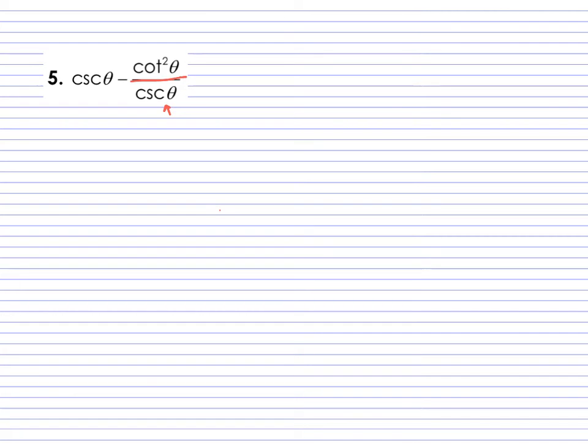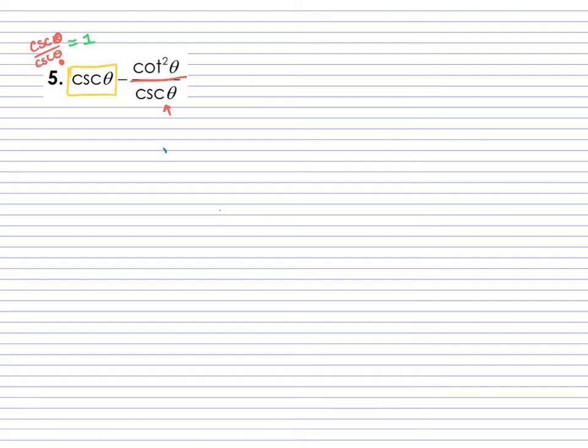So to have this first term have a denominator of cosecant, which is what we need, I need to multiply this by cosecant of theta over cosecant of theta. What I'm really multiplying by is an equivalent of 1. Cosecant over cosecant would cancel each other out. That's 1. So I'm going to change what that first term looks like, but I'm not changing what it means.